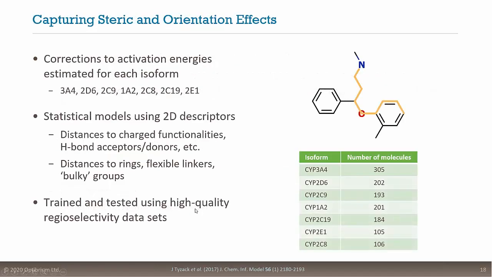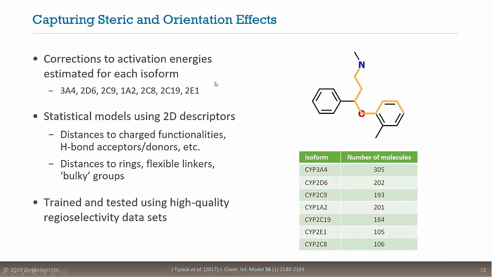But in our case, what we found to work at least as well as docking and at a far lower cost is to actually take a ligand-based approach. So what we do is we perform corrections to the activation energies for each of the different isoforms that we model. The activation energies come from the reactivity, the mechanistic model, and in the case of P450s, we actually model 7 different isoforms, and these are modeled using sort of 2D descriptors.